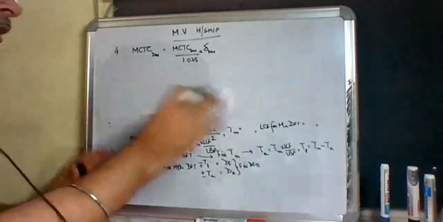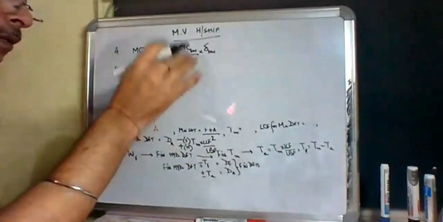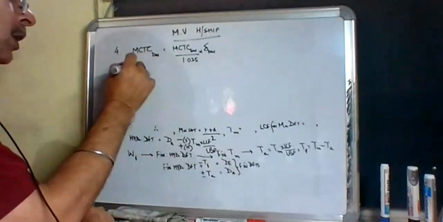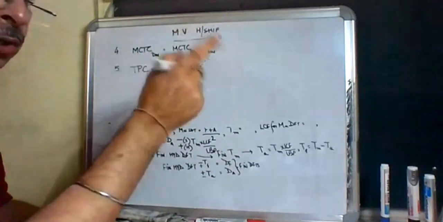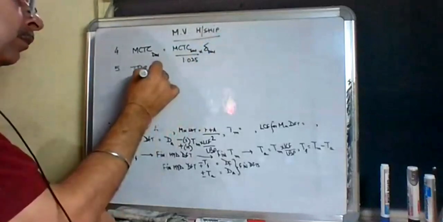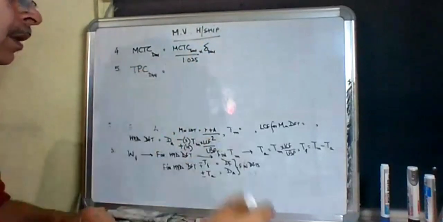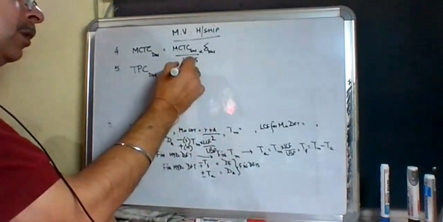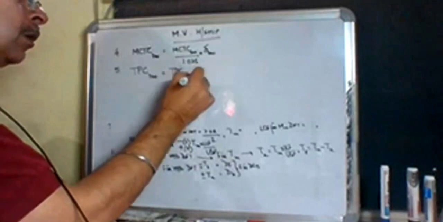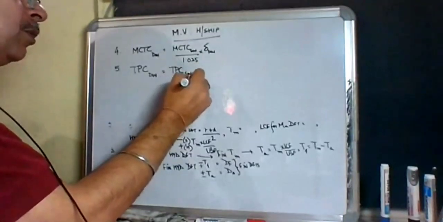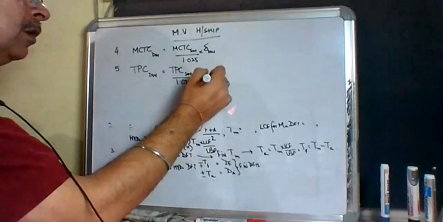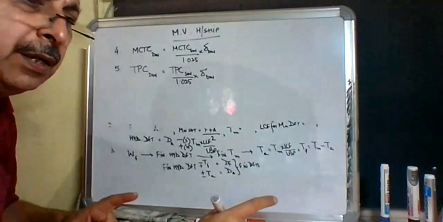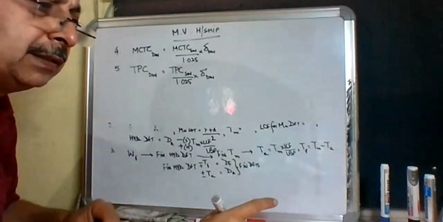Similarly, in this formula it is not used anywhere, but in your cargo paper calculations you will be using TPC. So TPC also changes with density. TPC dock water is equal to TPC salt water divided by 1.025 into density of dock water. So TPC भी डेंसिटी से बदलता है.